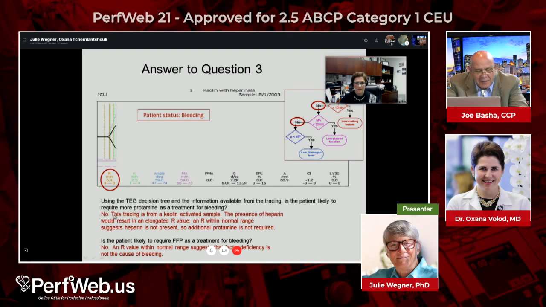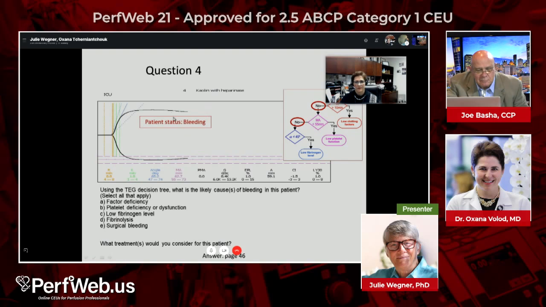So the answer is no FFP. Yep, that's correct. The normal R values suggest that factor deficiency is not the cause of bleeding at this point in time. So again, you don't have to wait for the whole thing to get done. You can start looking as it goes to get an idea of what you're going to need if a patient is bleeding.